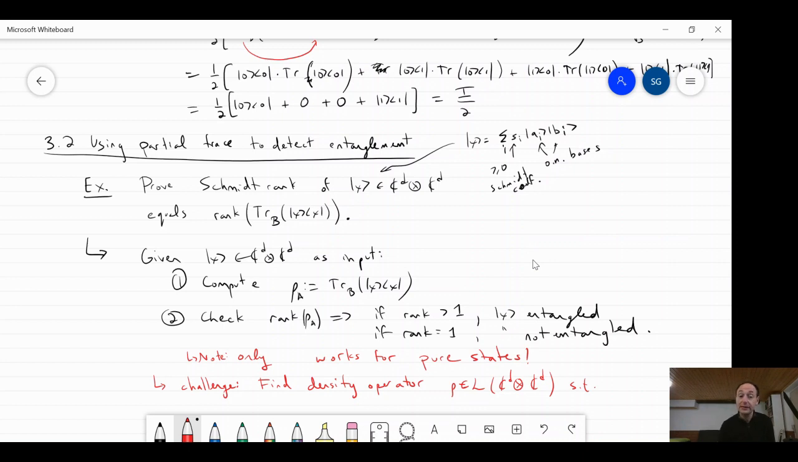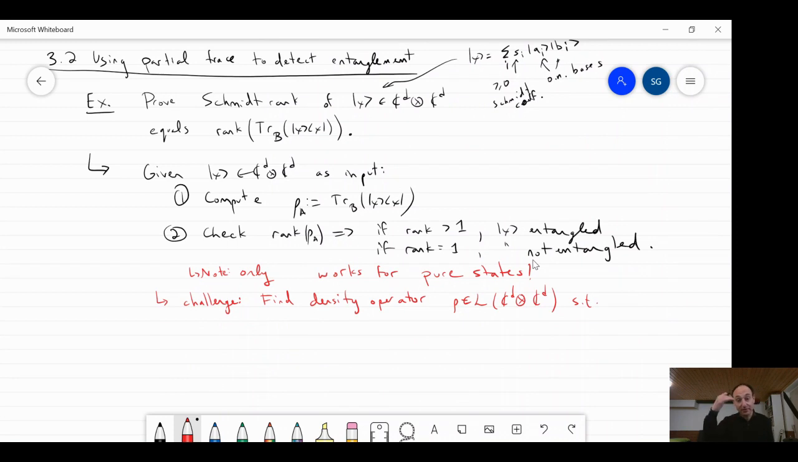So I want rho to be separable, clearly separable, so you can write down the separable decomposition. Number one, rho is separable, but it violates this criterion, which means that if you look at the rank of the trace out of B of rho, that is also larger than 1. Okay, and what is the hint?